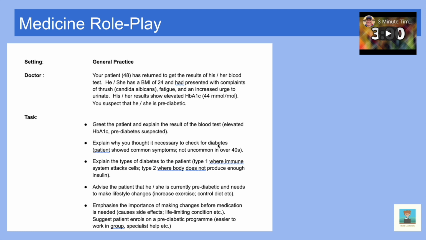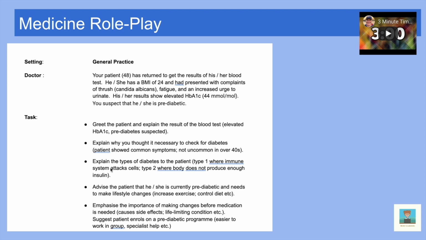Okay, so we've got some interesting things here. This is a patient who's coming back to you and you have to explain their blood test results. This, of course, needs to be done quite sympathetically. They are pre-diabetic and you need to explain this to them. Explain why you've done this test. So probably they're a bit surprised here.